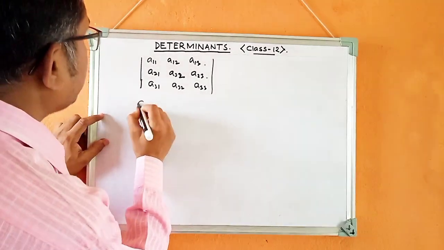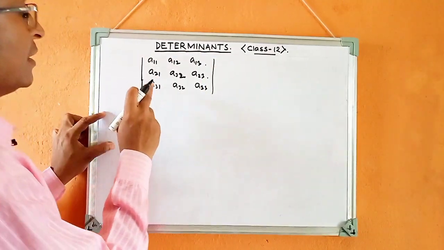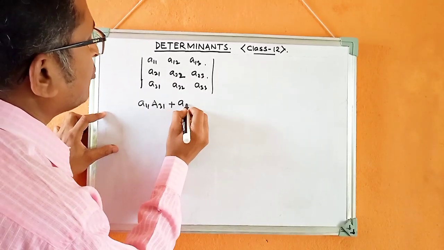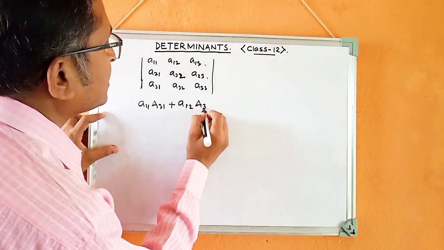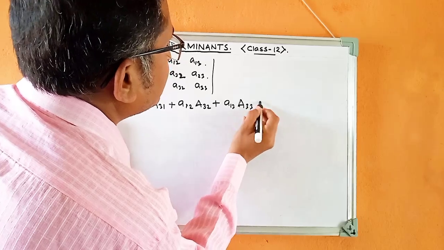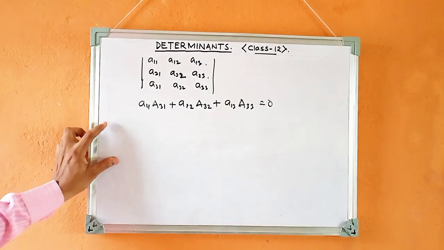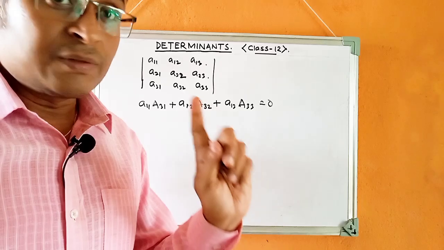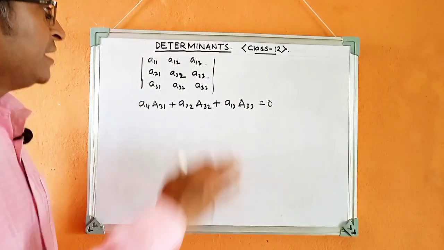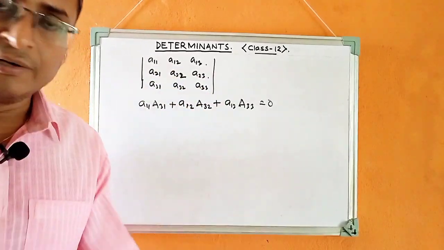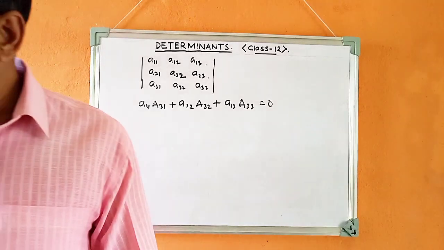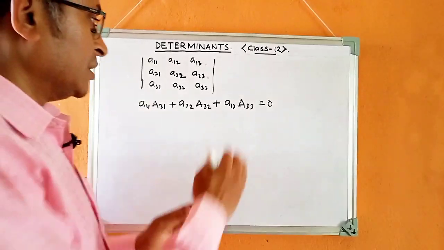See, suppose we take the first row, A11 with the cofactor of the third row, that means A31, plus A12 with A32, plus A13 with A33, is equal to 0. So we take all the elements of the first row and the cofactors of the third row. Any rows, we can take second row and third row, any rows. Here is the example: the sum of the products of the elements of the first row with the cofactors of the corresponding elements of the third row is 0.